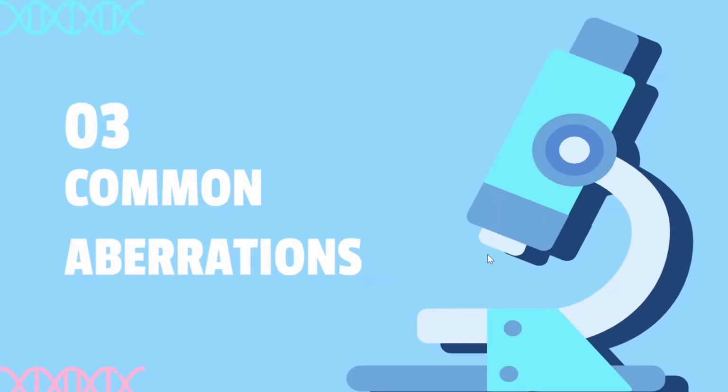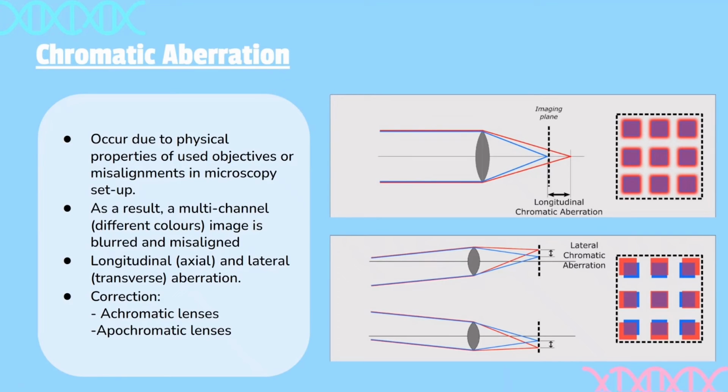Now I will talk about the common aberrations and their correction. The first common aberration is chromatic aberrations. Chromatic aberrations can occur due to the physical properties of the used objective, misalignment in the microscopy setup, or a mixture of both. Most of the time, it is a mixture of both.